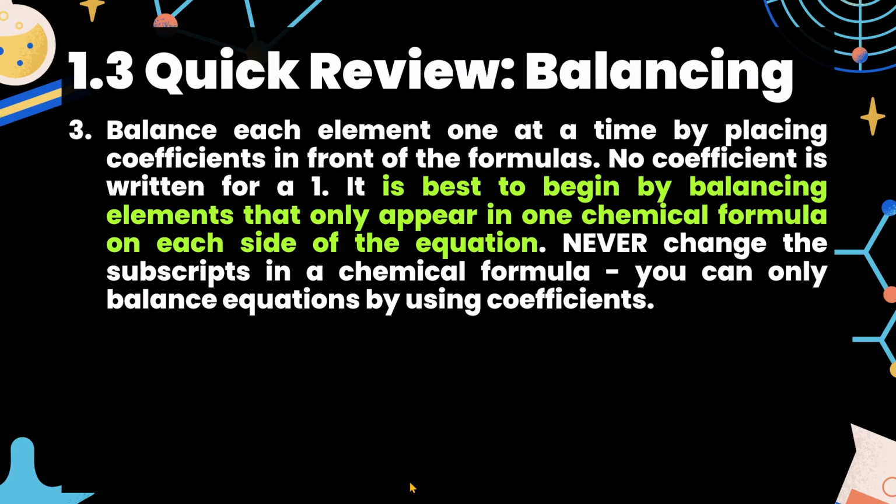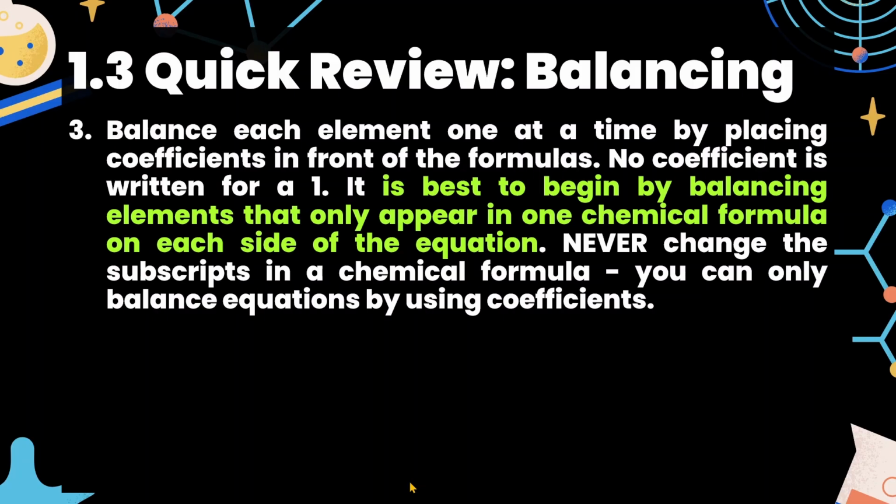The third step is to balance each element one at a time by placing coefficients in front of the formulas. Remember that there is no coefficient written for a 1. It is best to begin by balancing elements that only appear in one chemical formula on each side of the equation. As a general rule, never change the subscripts in a chemical formula. You can only manipulate and balance chemical equations using its coefficients.